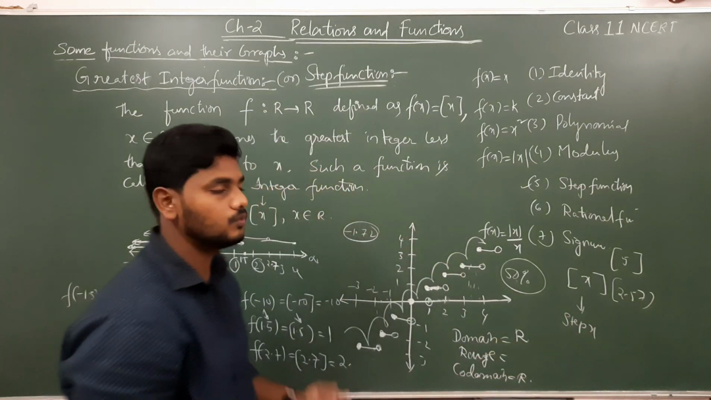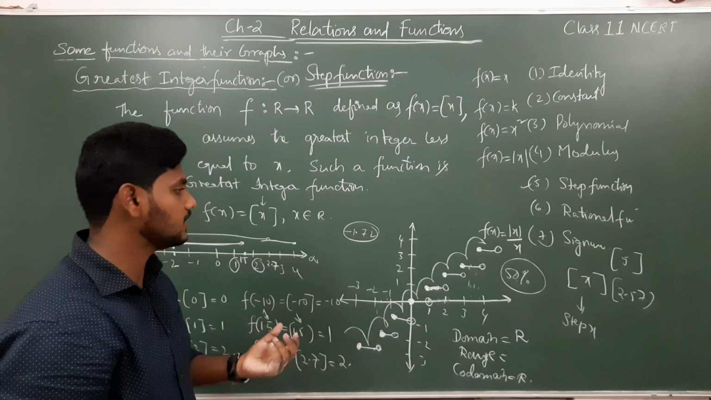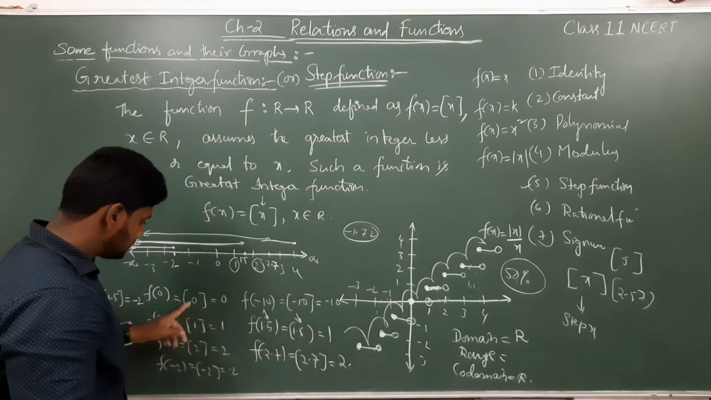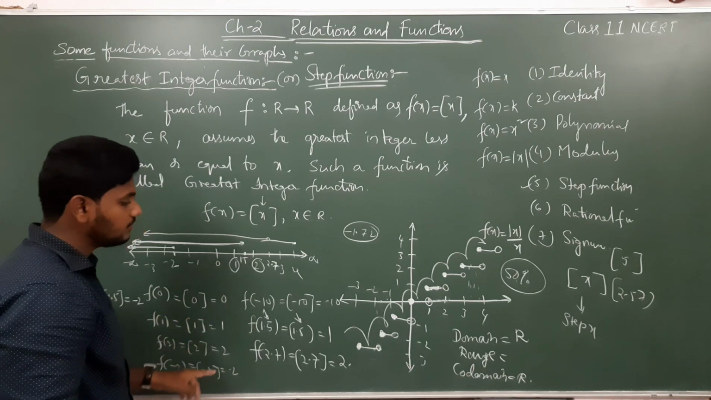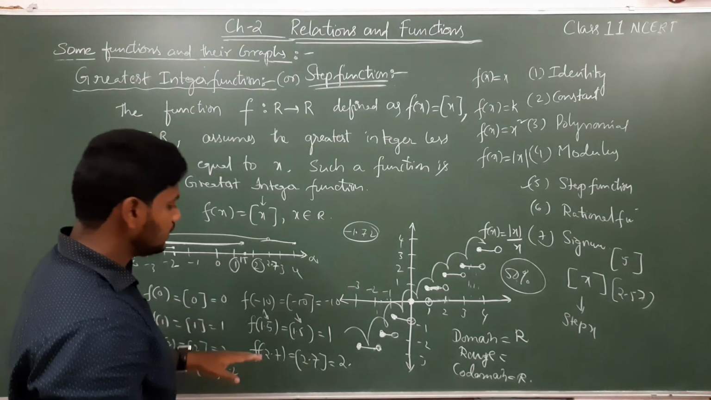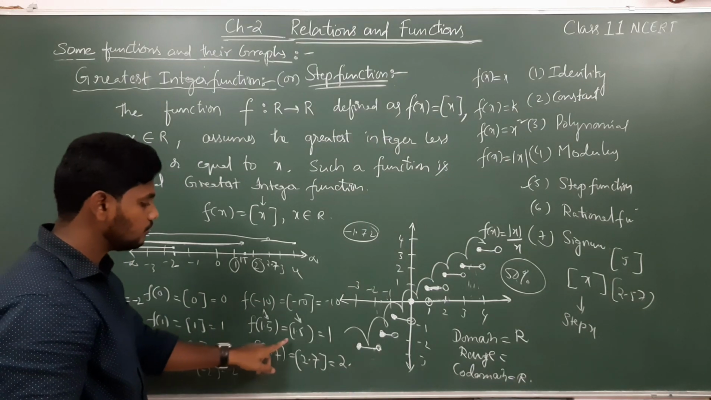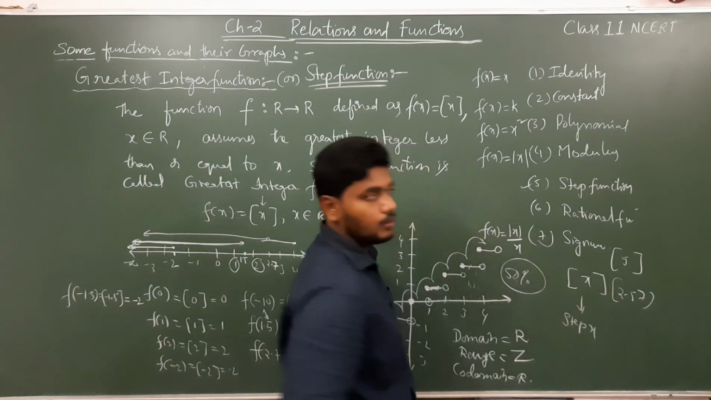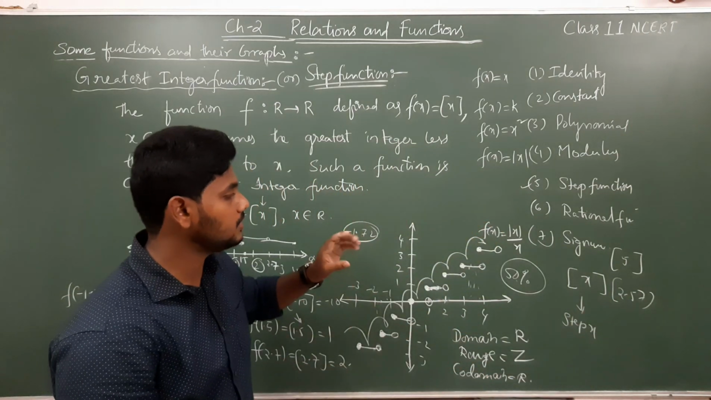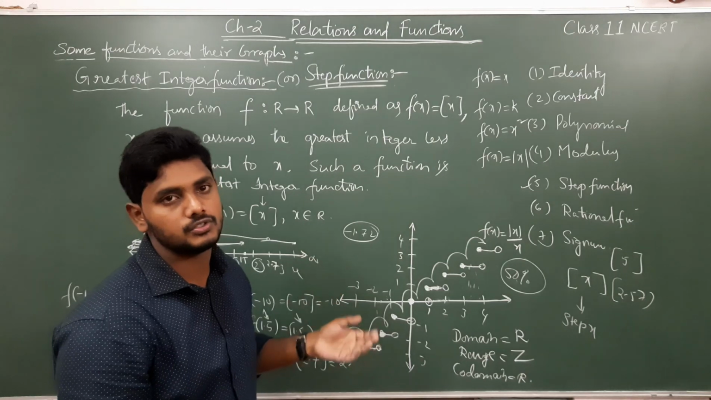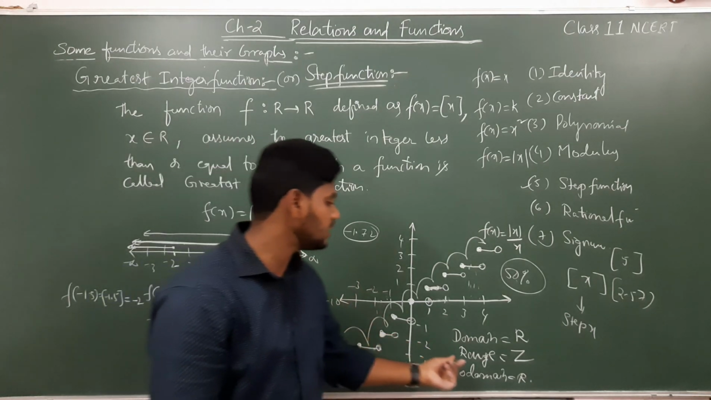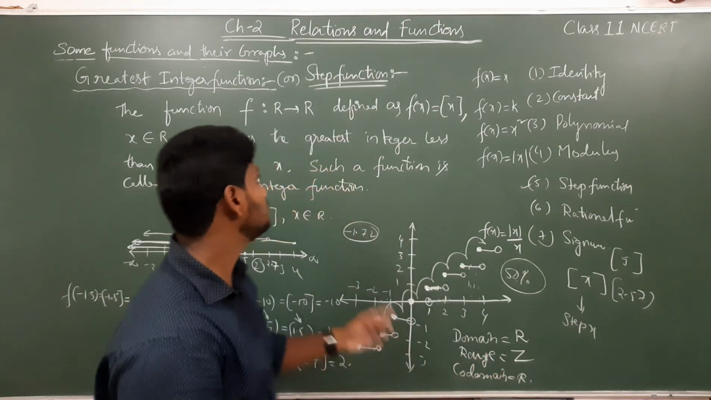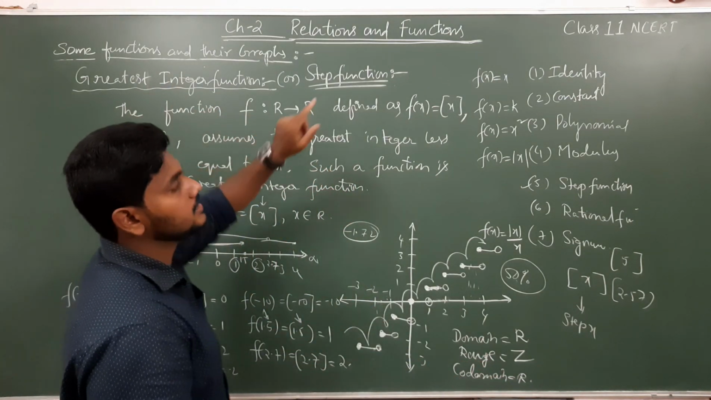Now, what is the range? What are the output values we can get while substituting real numbers? If you observe, if you substitute integers, what are we getting? Integers only. If we substitute decimals, what are we getting? Integers only. So the range is integers. Whatever number you substitute, whether it is a negative integer, negative decimal, positive decimal, 0 or anything else, what are we getting? The range is only Z. So the range is integers. So this is about the greatest integer function or step function.